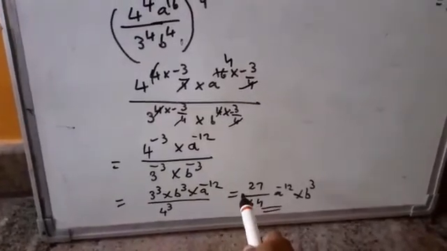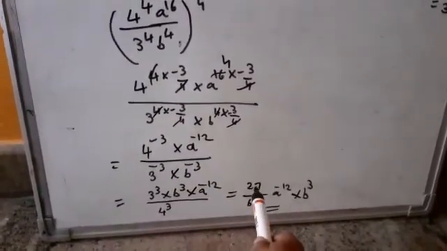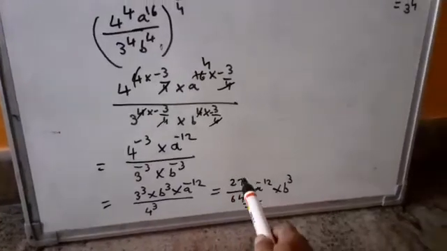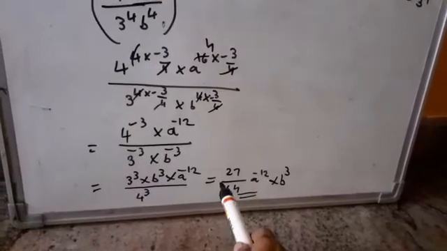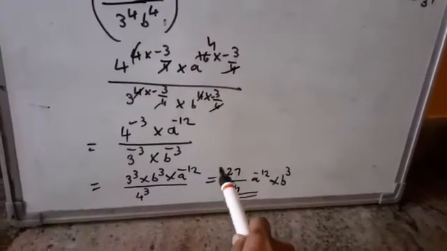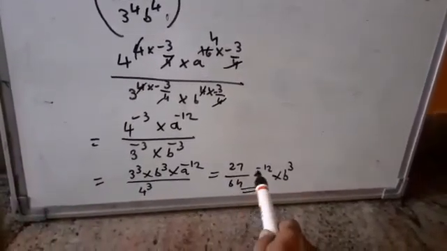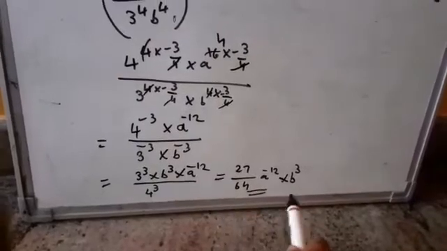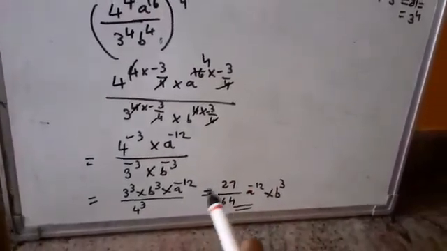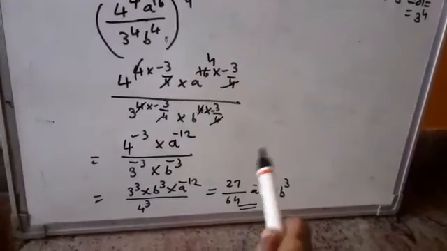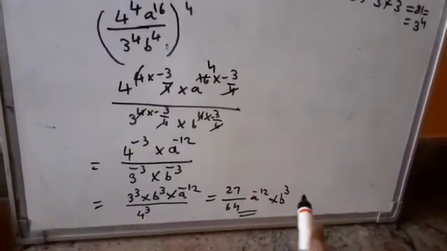Next, that equals, see here, 3 cube you can write as 3 into 3 into 3: 3 threes are 9, 9 threes are 27, divided by 4 fours are 16, 16 fours are 64. So 27 divided by 64 into a to the power of minus 12, b cube is the same. So the answer is 27 divided by 64 into a to the power of minus 12 into b cube.